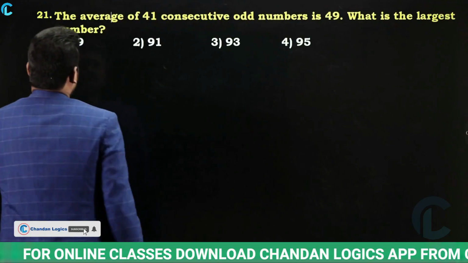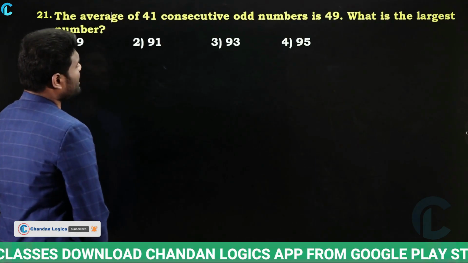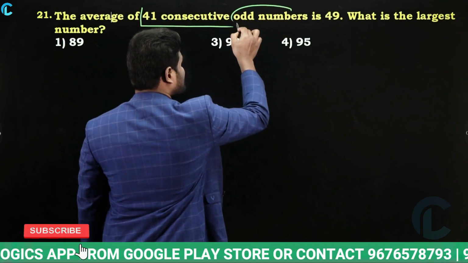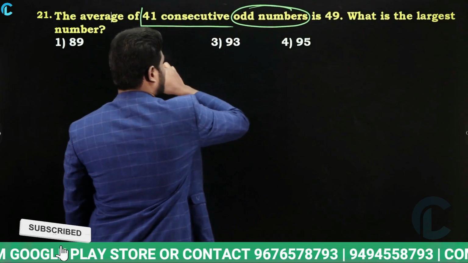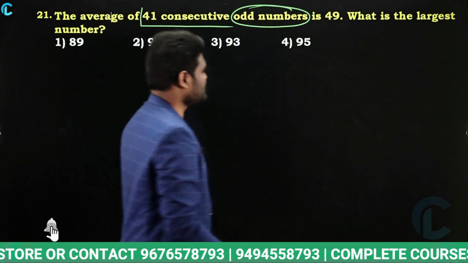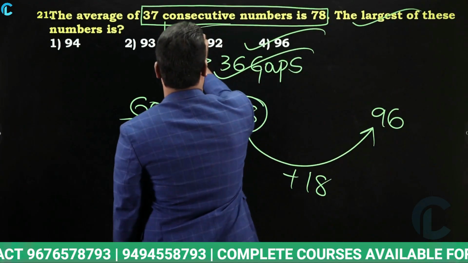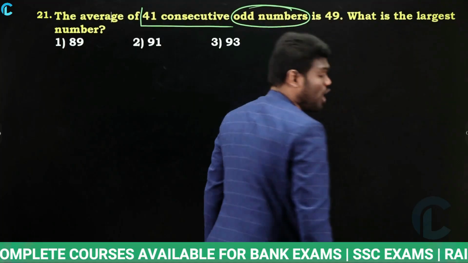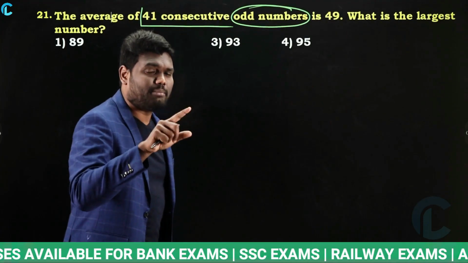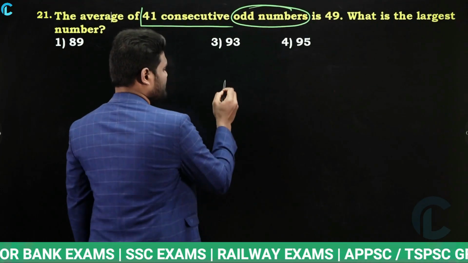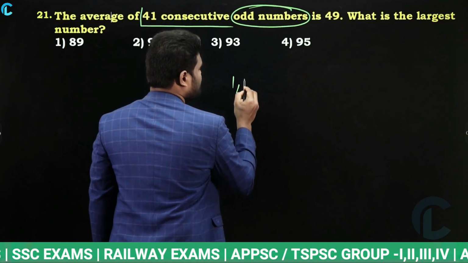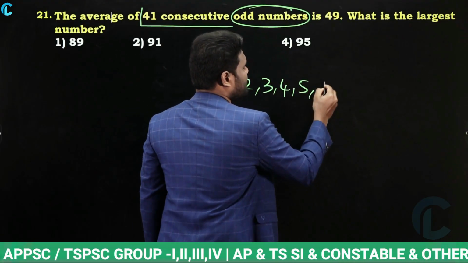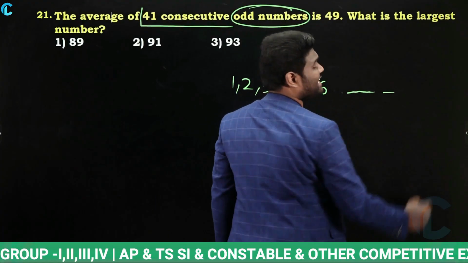Let us look at the next one. The average of 41 consecutive odd numbers. Look here. Now this question is about odd numbers. This is very important. Previous questions were just consecutive numbers, but now it is odd numbers. Do you know the difference between consecutive numbers and odd numbers? Consecutive numbers means 1, 2, 3, 4, 5, 6, and so on. These are consecutive numbers.